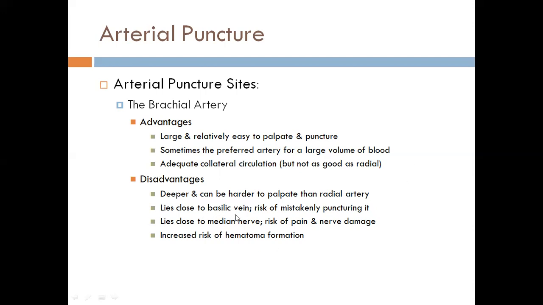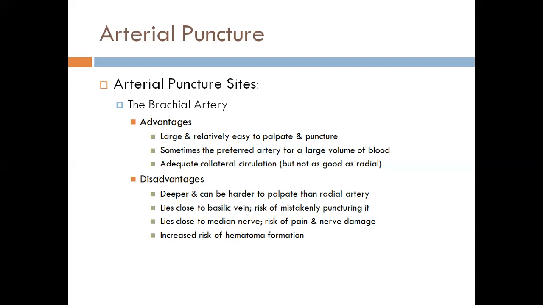It lies close to the basilic vein, so there's a risk of mistakenly puncturing it. So instead of getting arterial blood, you'll be getting venous blood from the basilic vein. It lies close to the median nerve, so there could be a risk of pain and nerve damage. So whenever we choose a site for performing arterial puncture, we should always choose the site with less nerve present on it.